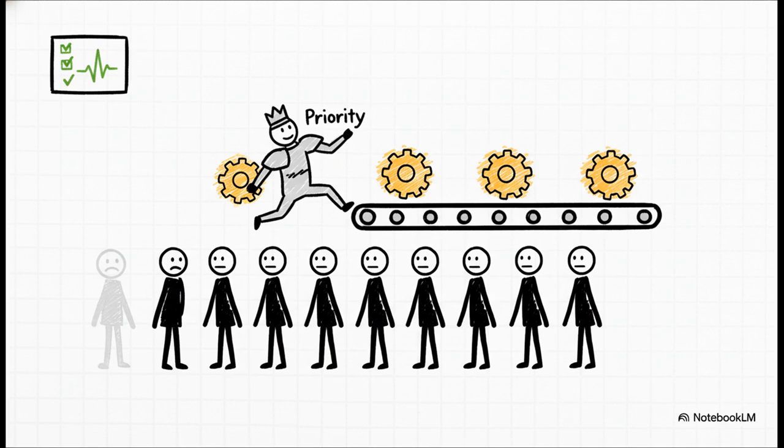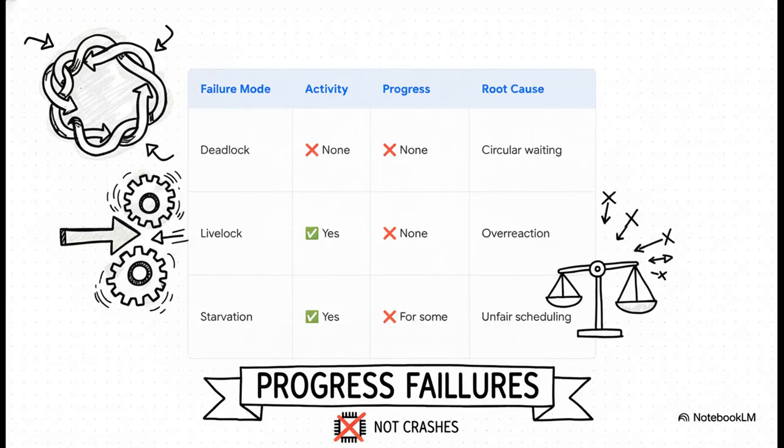The system as a whole is chugging along just fine, but this one process is left behind, completely starved, never getting its turn. And the really scary part, your monitoring tools probably won't see a thing. Starvation is often totally invisible until you get that dreaded phone call from a user saying, "Hey, my stuff is never finishing." Okay, let's pull all this together and look at them side by side.